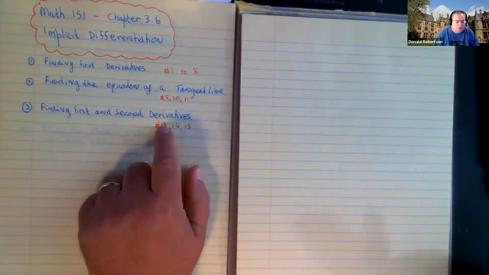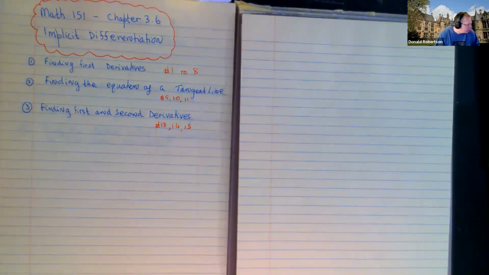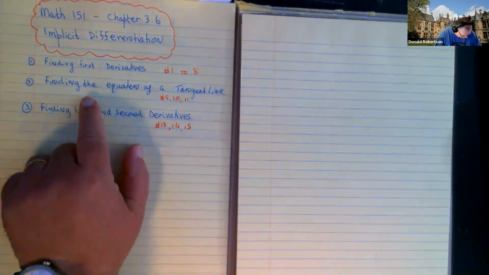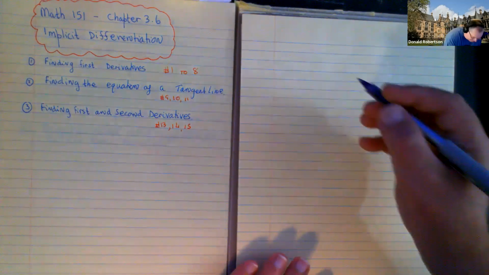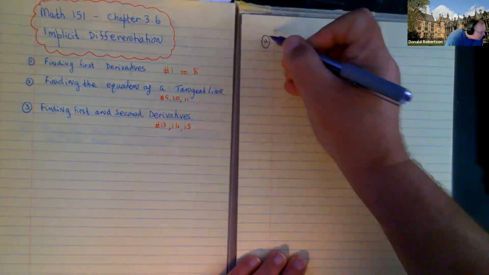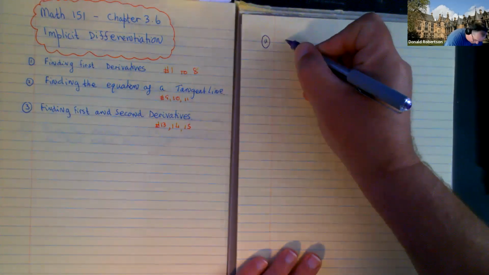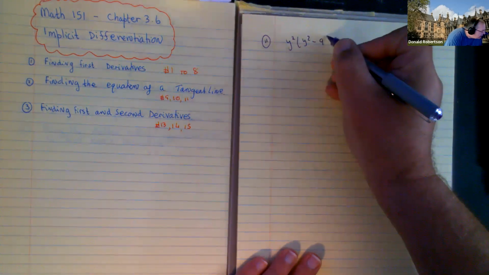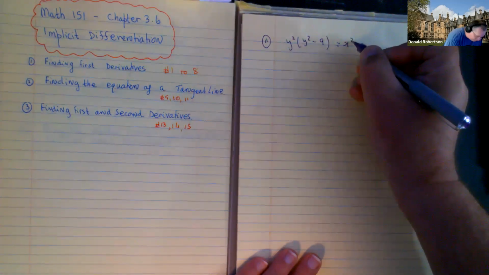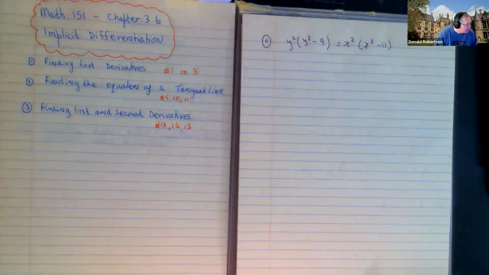And these questions are horrible, relatively speaking. But the first one I'm going to do is an example of that one. And there's a cool little curve. This is number 11, which is y squared take away 9 equals x squared take away 11. So that's the implicit expression.